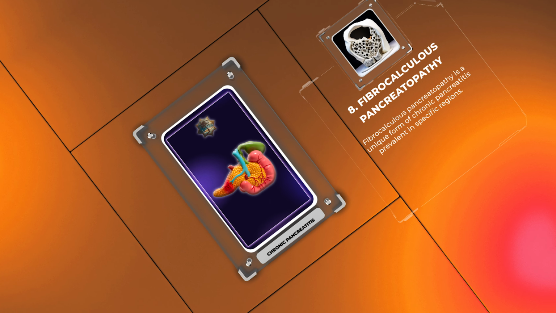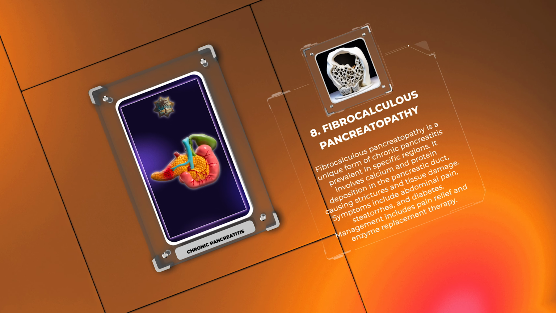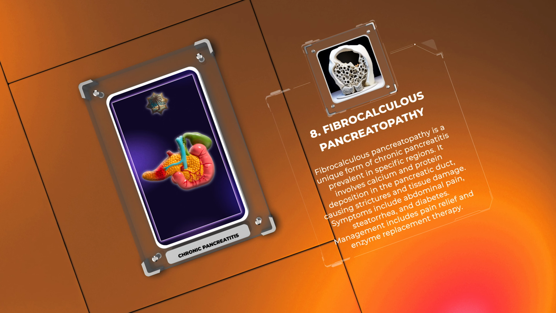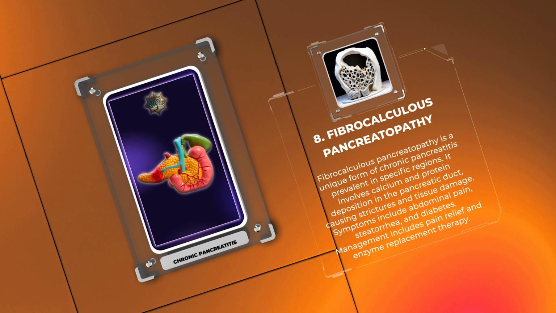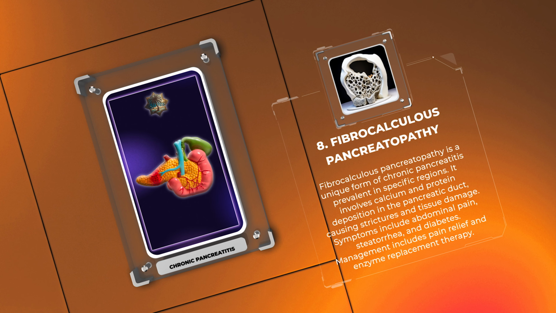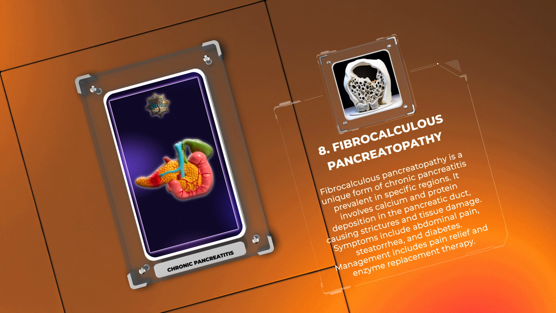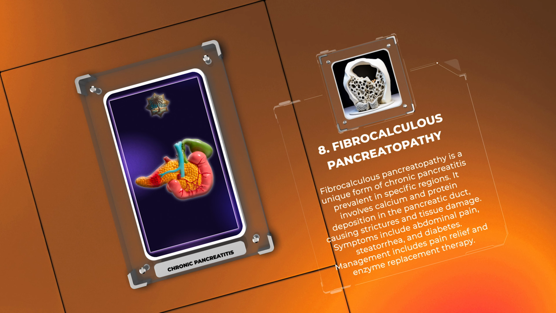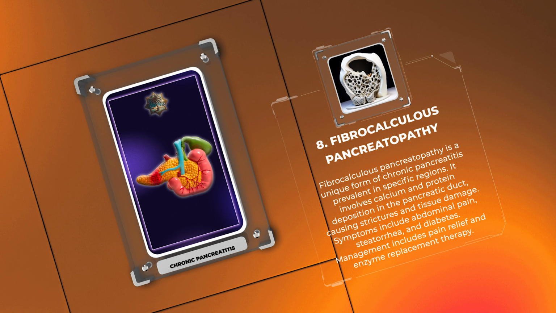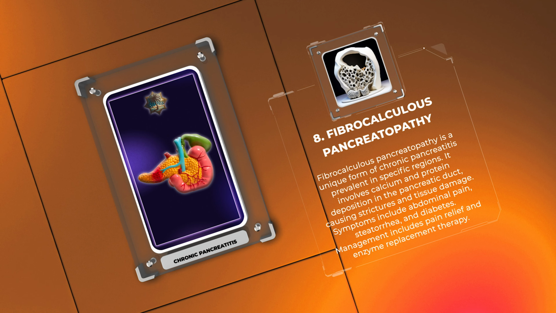Fibrocalculous pancreatopathy is a unique form of chronic pancreatitis prevalent in specific regions. It involves calcium and protein deposition in the pancreatic duct, causing strictures and tissue damage. Symptoms include abdominal pain, steatorrhea, and diabetes. Management includes pain relief and enzyme replacement therapy.